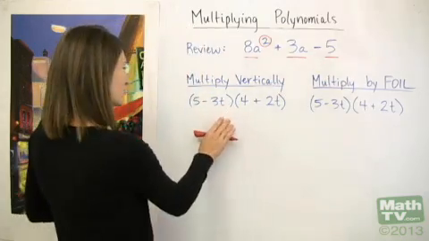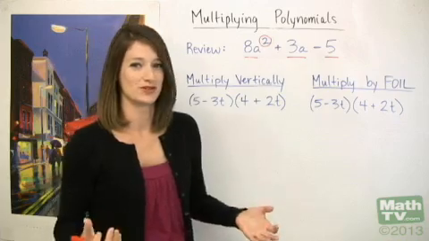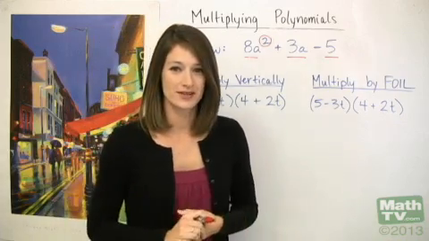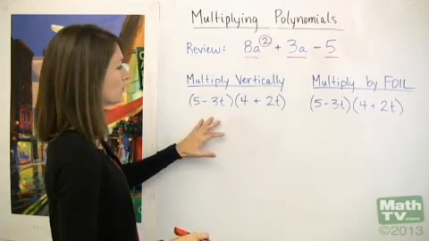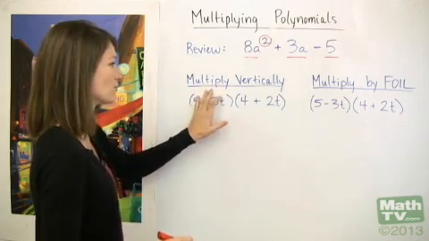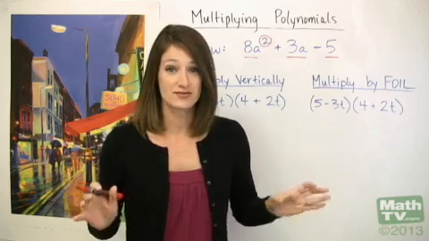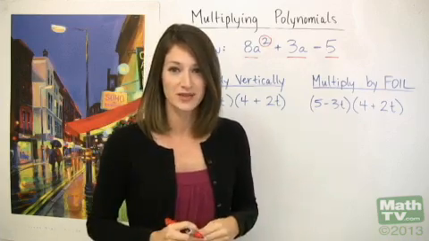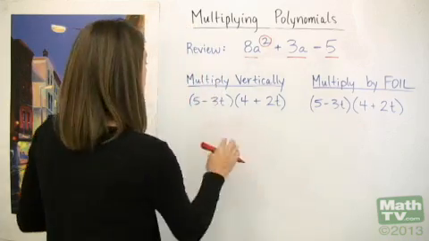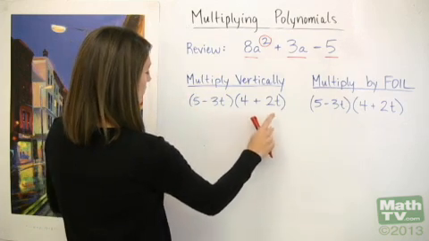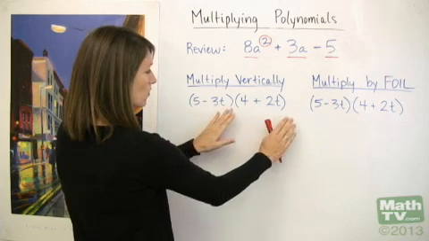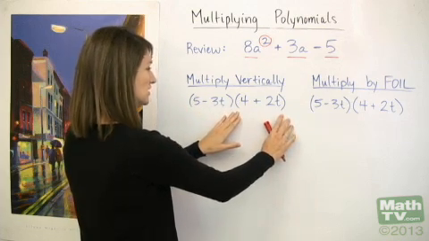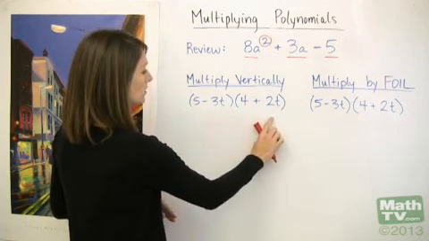So moving on to multiplication of polynomials. In this section, we are going to discuss 2 different methods in order to multiply polynomials. Our first method is to multiply vertically, and this is very similar to long multiplication with whole numbers. So we can take this polynomial. We have the quantity 5 minus 3t times the quantity 4 plus 2t. So we're multiplying 2 binomials here.